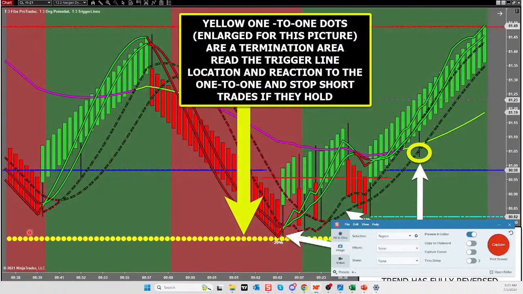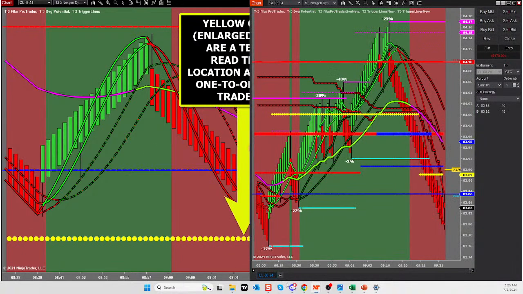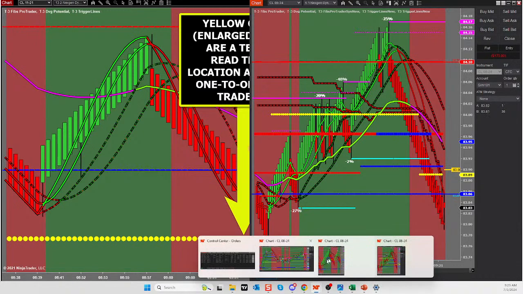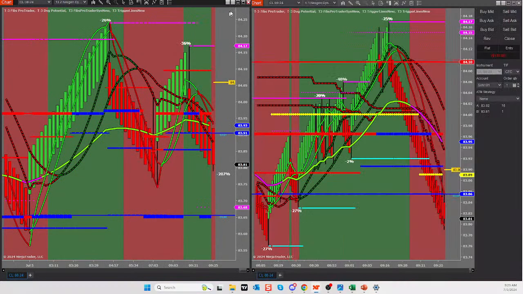And if let's go to crude oil as well. Let's see if termination conditions are kind of an all-over sort of thing. Where's my large chart? There it is.